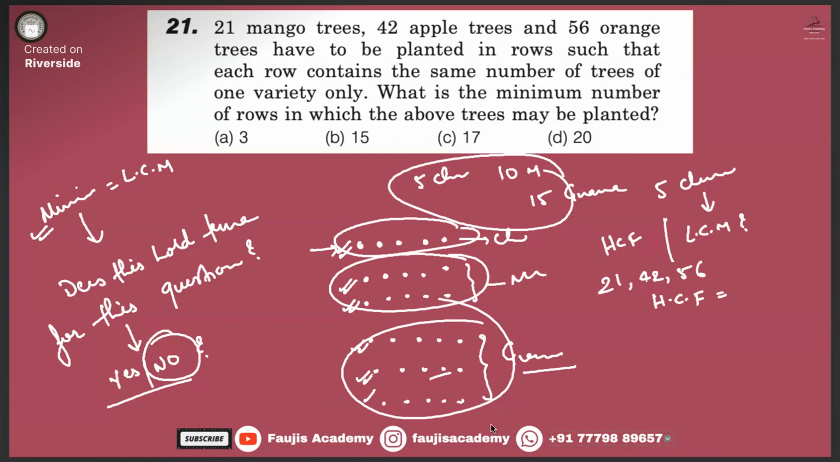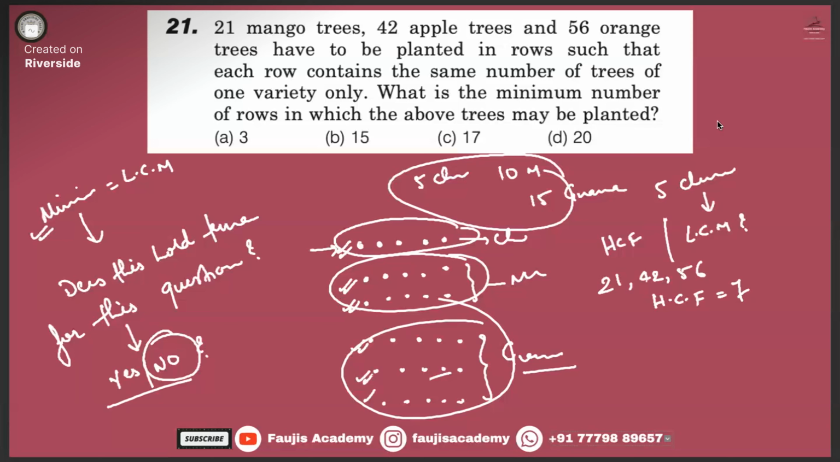Think of some numbers. What is that number which divides 21? It's 1, 7 and 21. These are the three numbers, right? 7 will also divide 42. 7 will also divide 56. 21 also divides 21. 42 also gets divided by 21, but 56 doesn't get divided by 21, right? So the HCF over here, guys, gentlemen and lady, is 7, right?